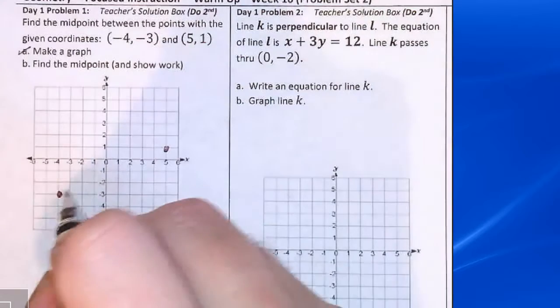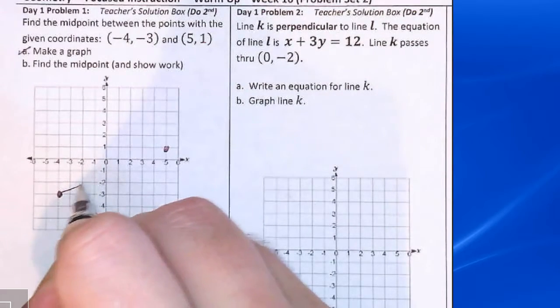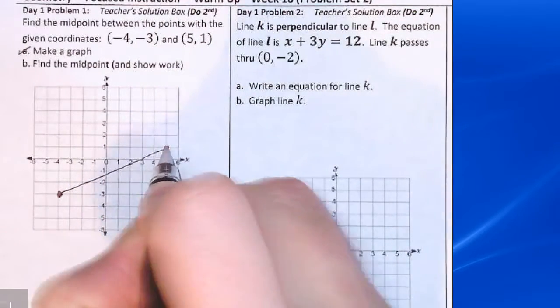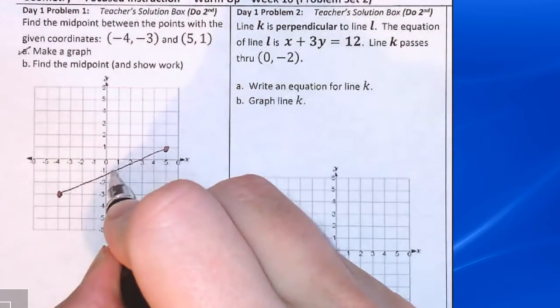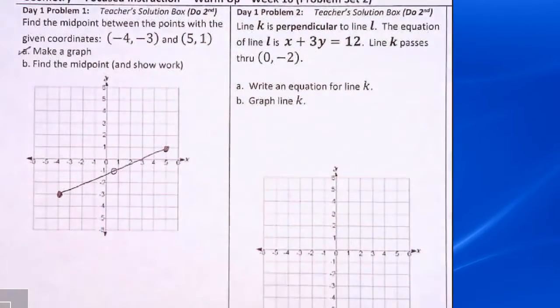Now, finding the midpoint by showing work. We can connect these together. Visually, it looks like the midpoint is approximately in that location there. But we're asked to show the work, so let's algebraically calculate the midpoint.